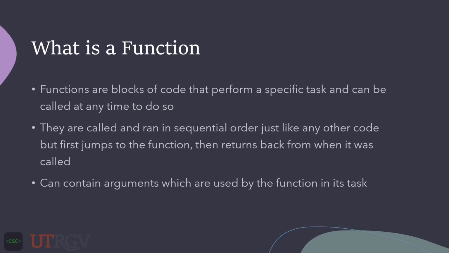And they're run sequentially, just like any code. So if you have your main piece of code and it's going down the line, if it sees a function call, it's going to stop where it is in the main code and jump to wherever you have your function. We'll talk about finding where the function is in the actual code. And functions can contain arguments. Some do, some don't. We'll cover arguments in the next few slides.